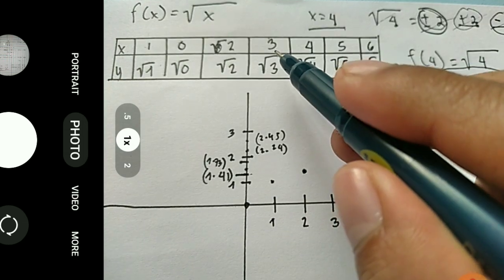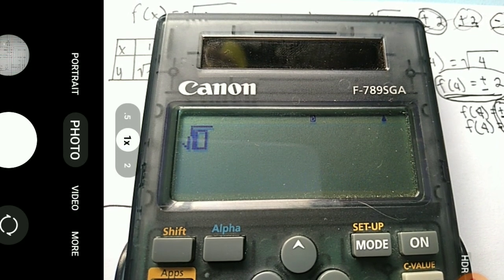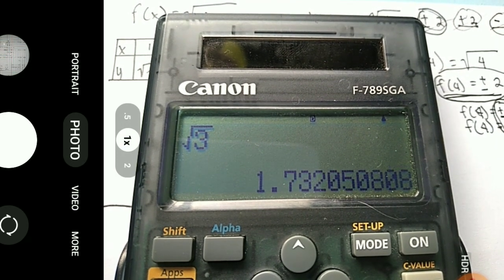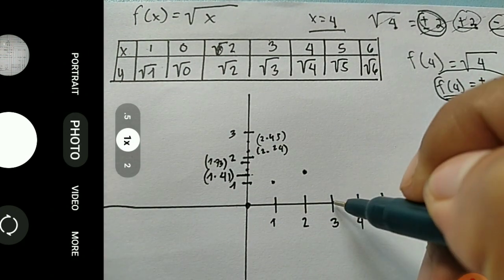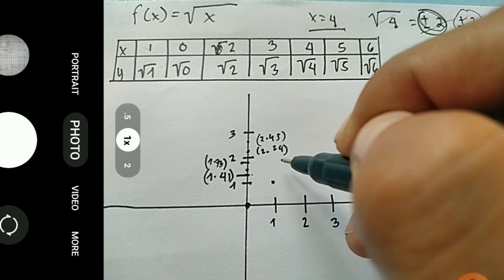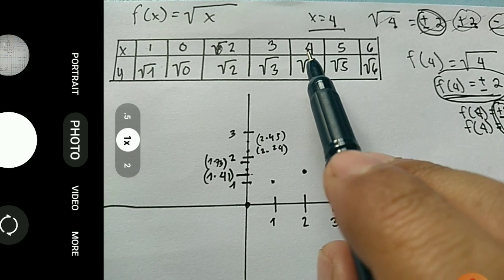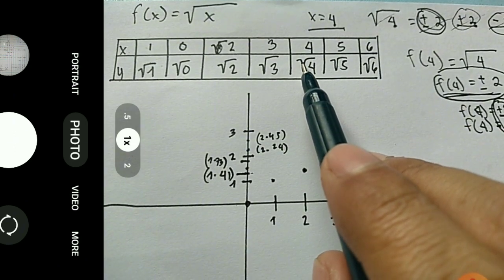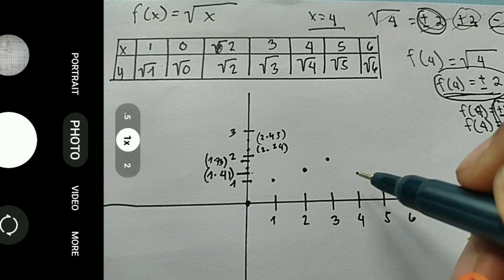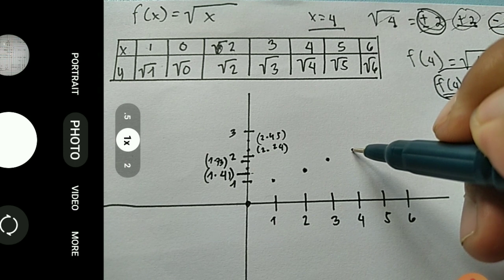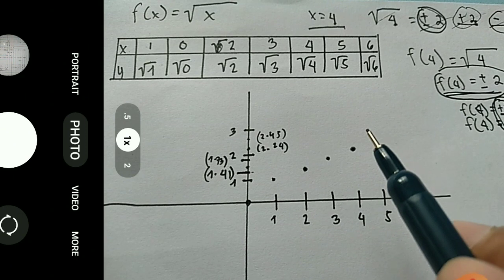And if x is 3, our y is the square root of 3. So we only obtain the positive value, which is 1.73. So if x is 3, our y is 1.73. And if our x is 4, we obtain the positive square root of 4, which is positive 2. So x is 4 and y is here, the positive value of the square root of 4, which is positive 2.